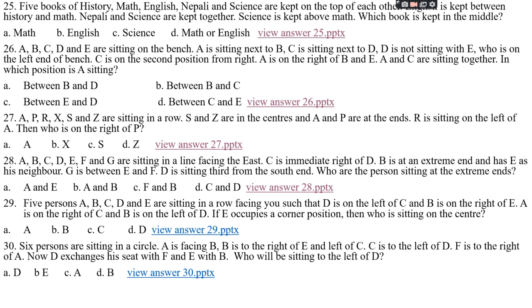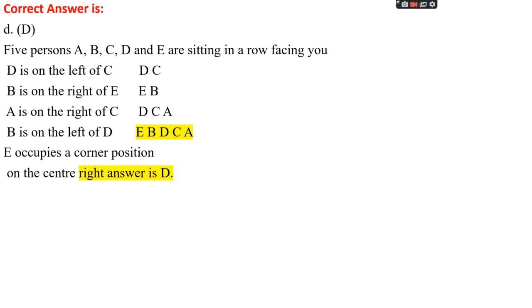Question number 29. Five persons A, B, C, D, and E are sitting in a row facing you such that D is on the left of C, B is on the right of E, A is on the right of C, and B is on the left of D. If E occupies a corner position, then who is sitting in the center? Option A, option B, option C, and option D. The right answer is option D, that is D.